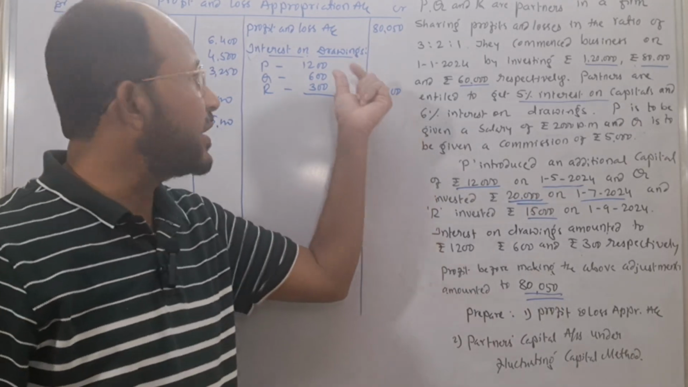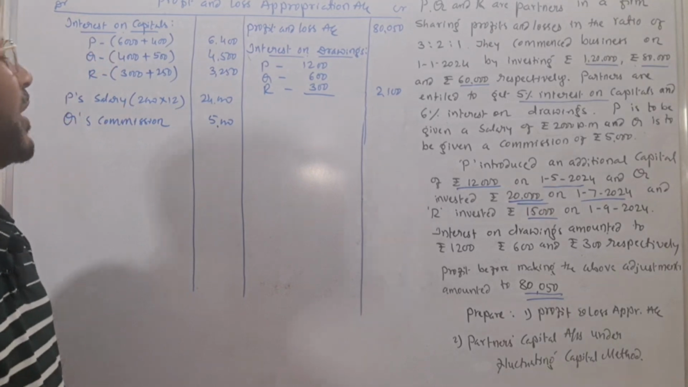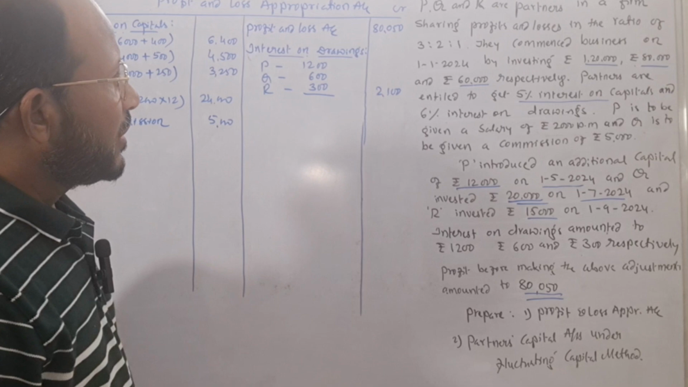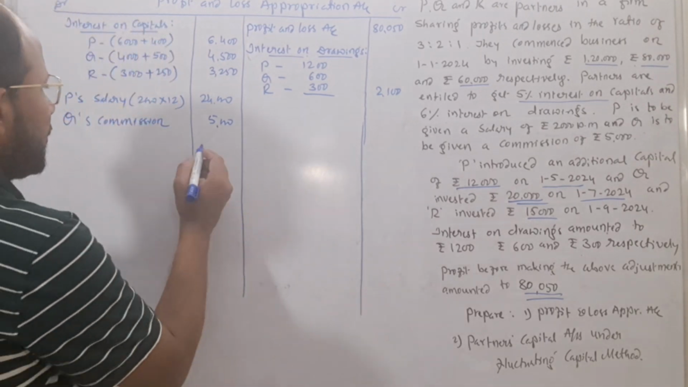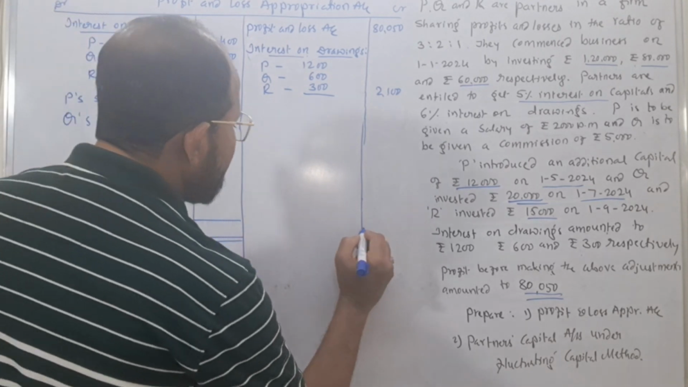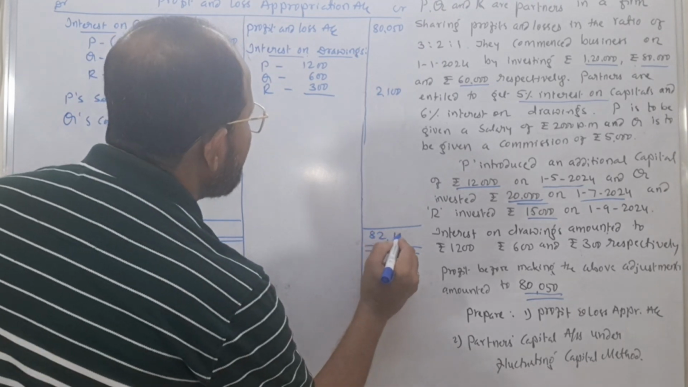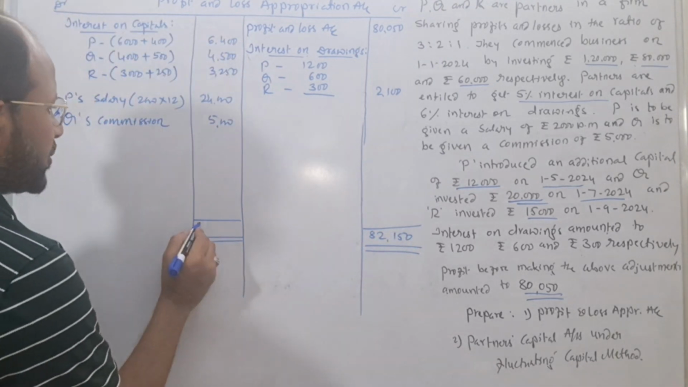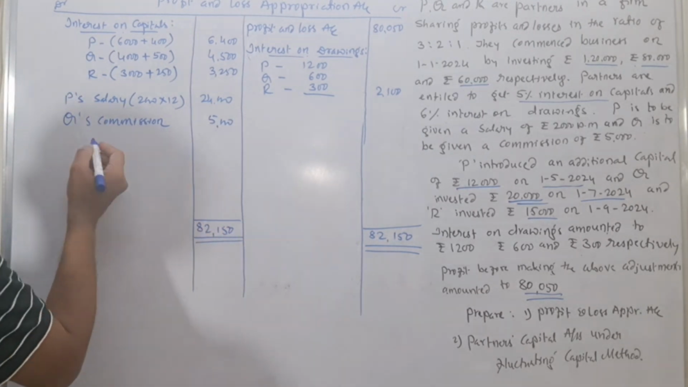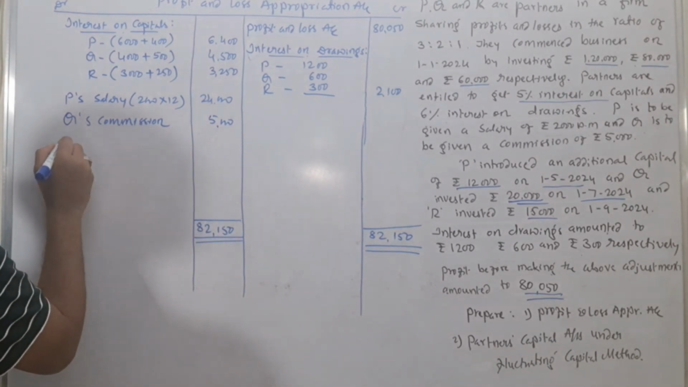This amount of drawings is debited to partners' capital accounts and credited to profit and loss appropriation account. Only these are the adjustments, nothing else. Now we close profit and loss appropriation account, balance sheet. Here it comes to 82,150. Here also you write 82,150. Whatever balance comes, that balance is nothing but the profit which is transferred to partners' capital accounts.